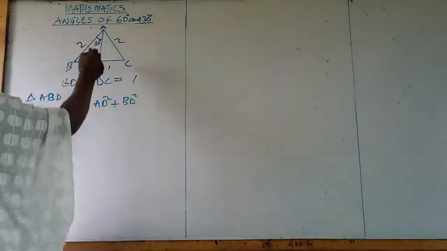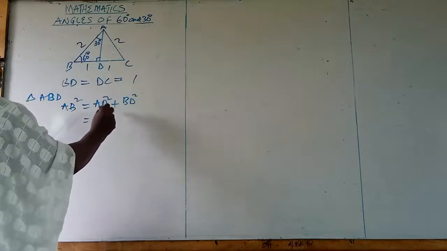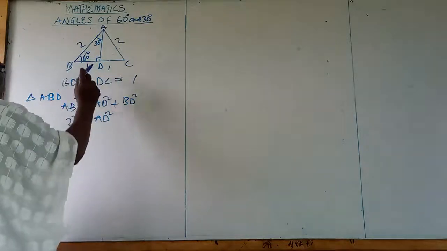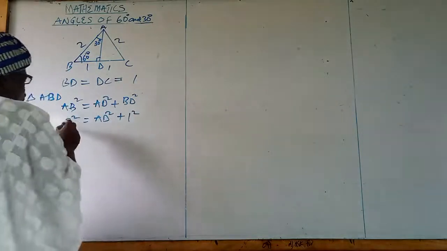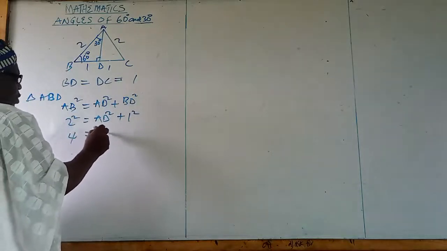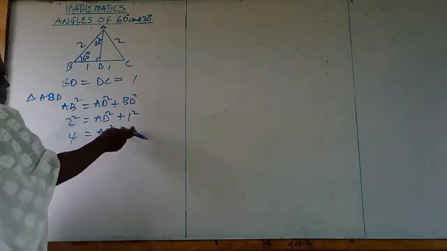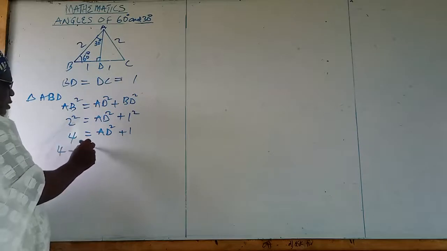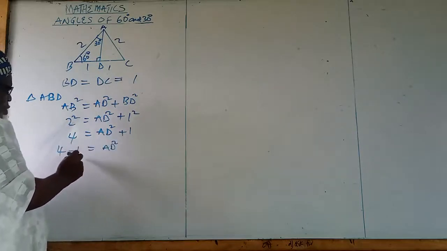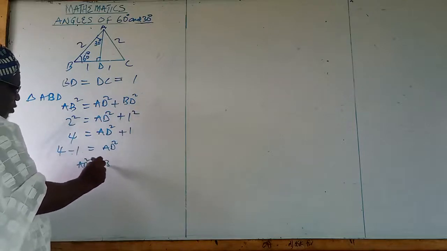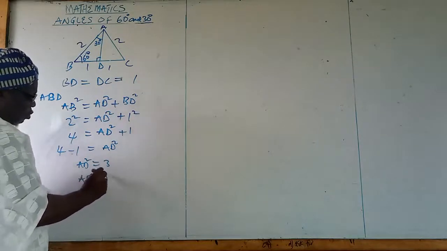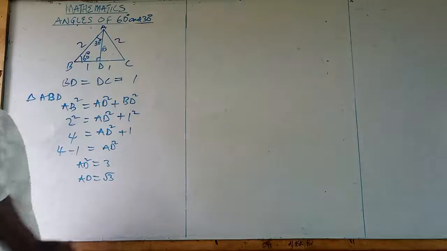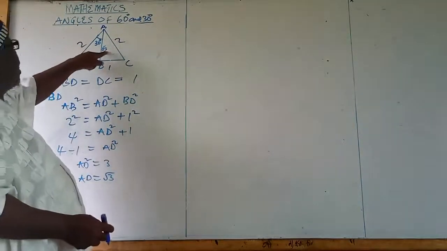AB is 2, so 2 squared is 4. BD is 1, so 1 squared is 1. So 4 is equal to AD squared plus 1. Then 4 minus 1 is equal to AD squared. So AD squared is equal to 3, and AD is equal to the square root of 3.